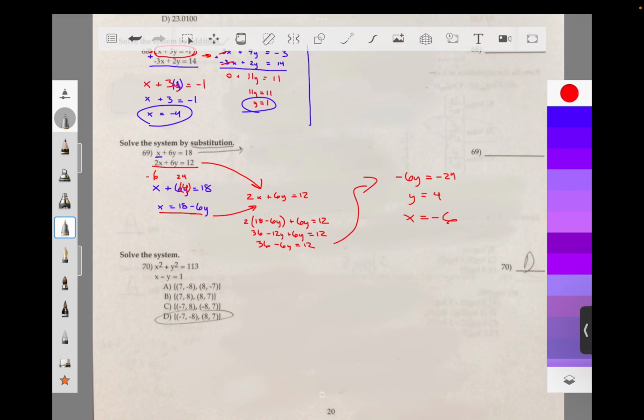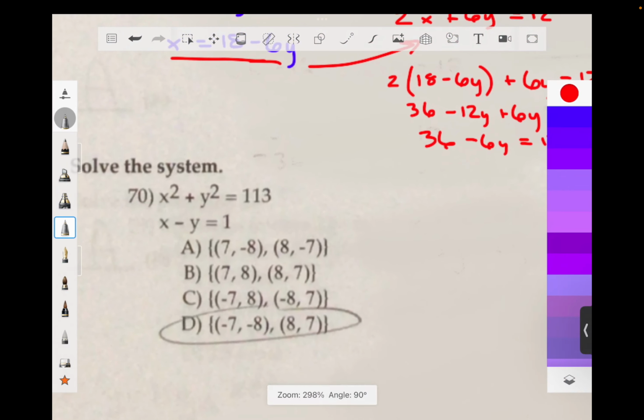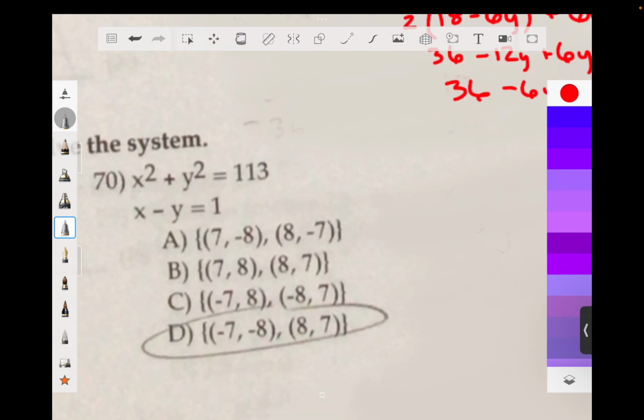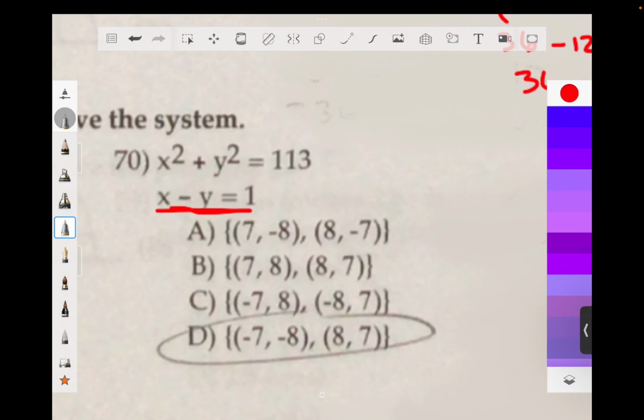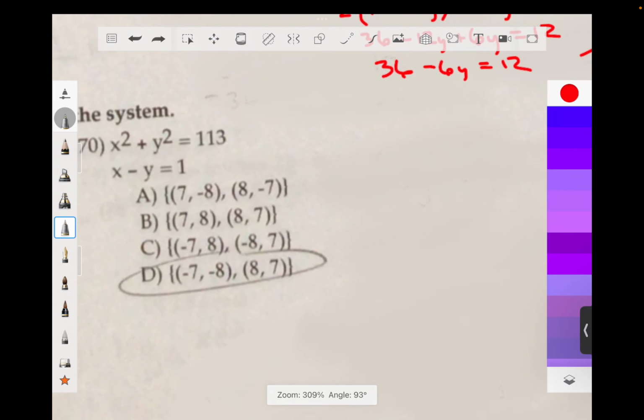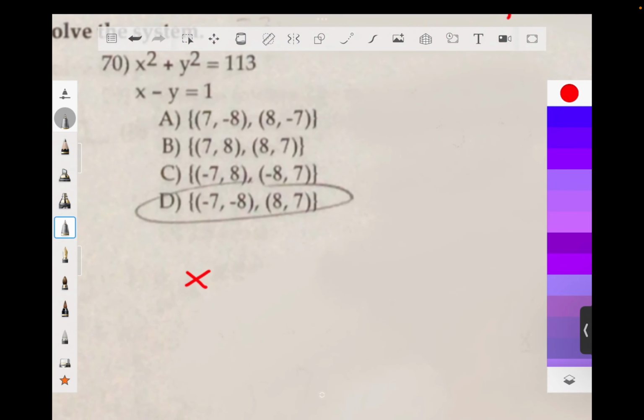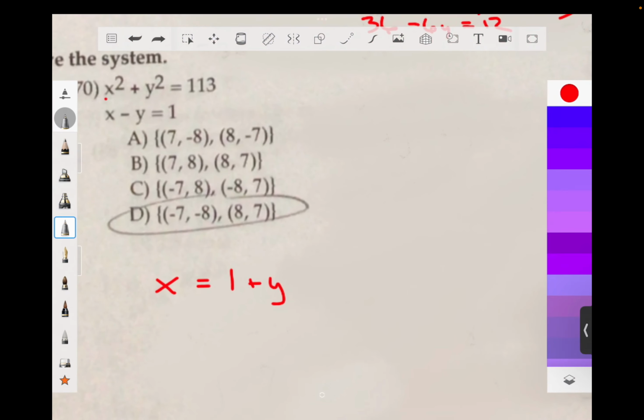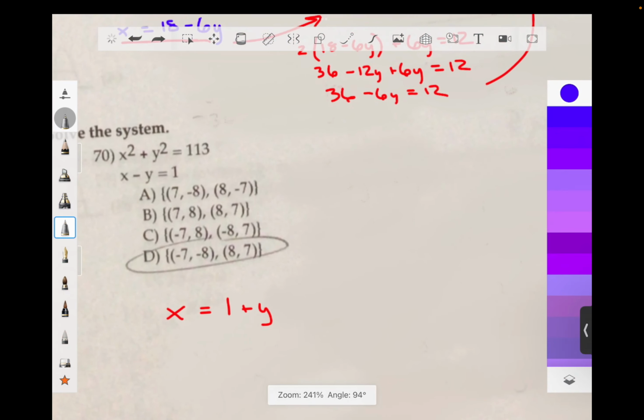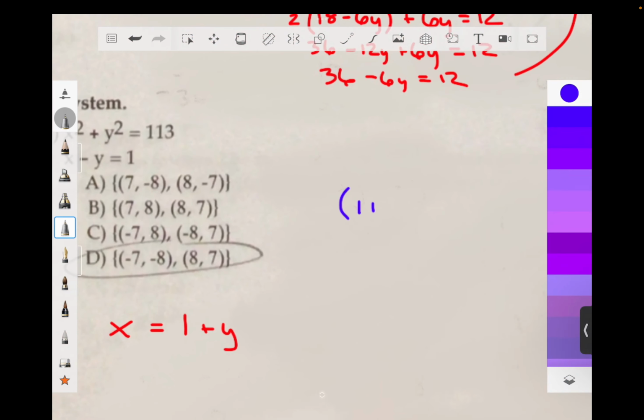And then for this last one, excluding the ones I skipped. X squared plus y squared equals 113. X minus y equals 1. I think it's easier to just substitute, solve for one of these at the bottom, and then substitute. So we'll solve for x, and then substitute that x into this one. So x is going to be equal to 1 plus y from this equation, and then we can plug that into this one.